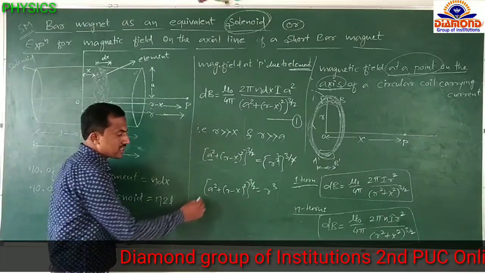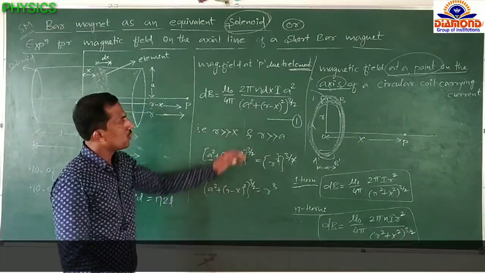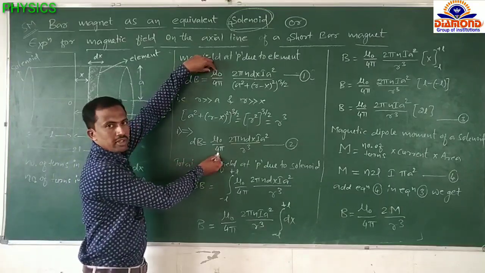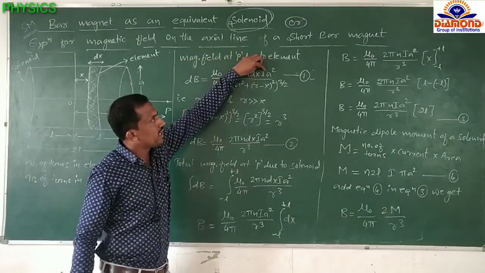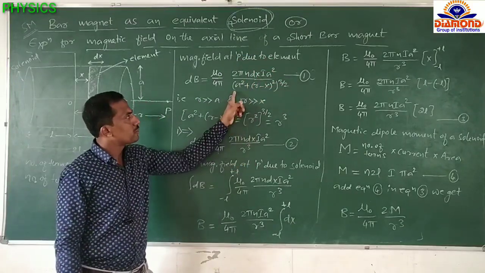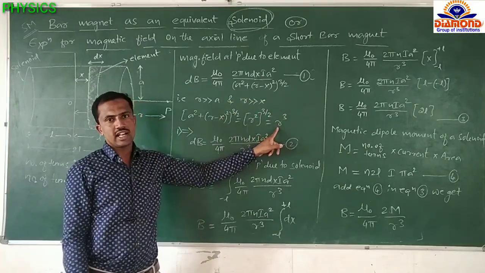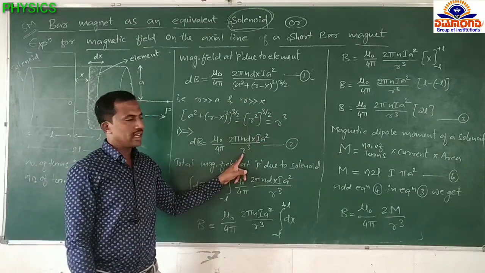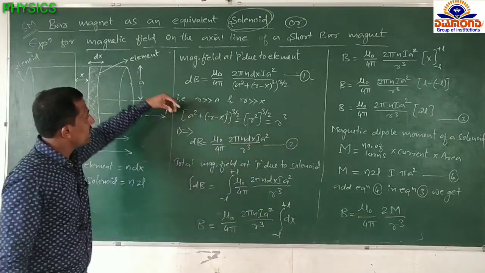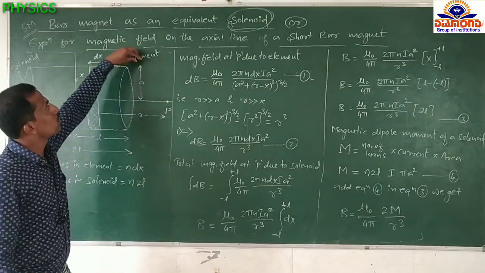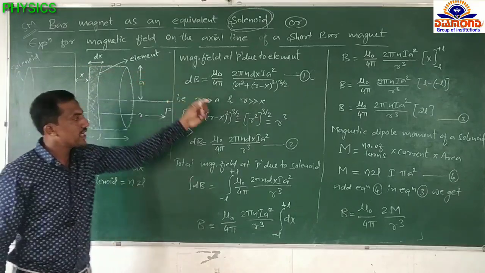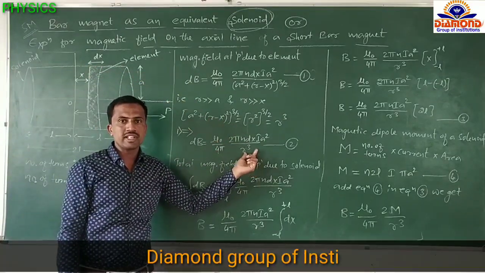Add this value in equation number 1. What is equation number 1? dB is equal to mu naught by 4 pi, as it is, 2 pi n I dx, I a square as it is. In place of this denominator term, we are writing r cube. It is our equation number 2. Equation 2 is the magnetic field at point P due to the element. ये एलिमेंट की वजह से P पॉइंट पर इतना मैग्नेटिक फील्ड आ रहा है, एलिमेंट की वजह से.